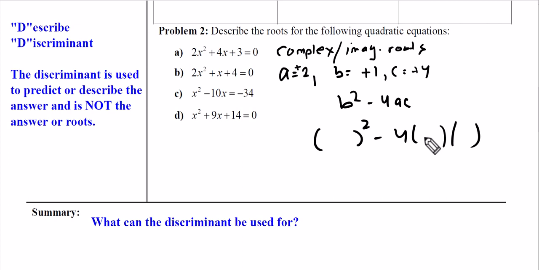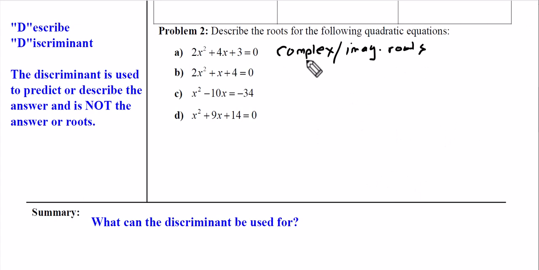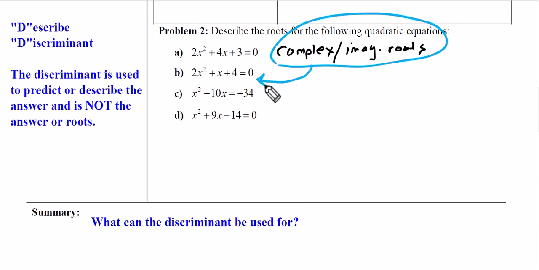I'm not going to do that for you. You should get that the discriminant is negative 31. Now, if it's negative, what does it say about the roots? Well, in this case, it says that they're complex imaginary roots. So this is true also for part B. Fascinating.